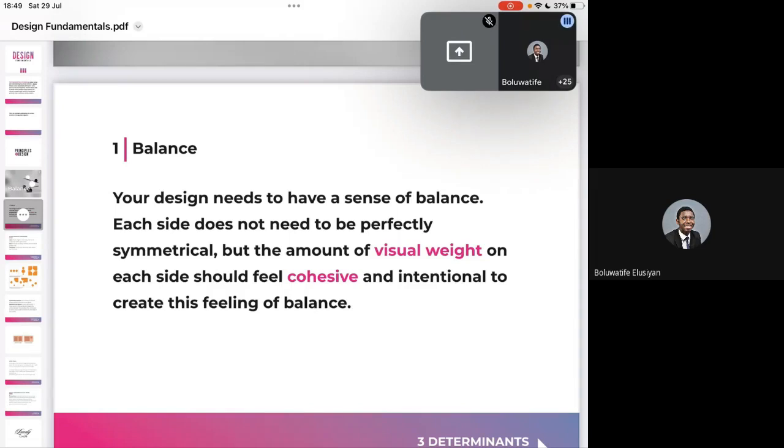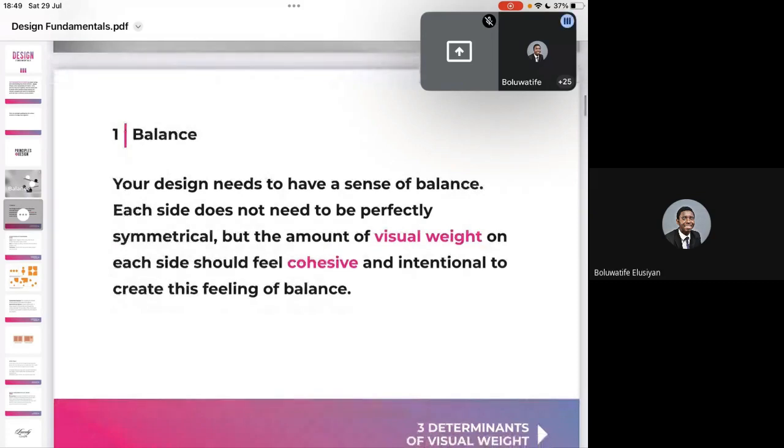This document is not mine. I can't remember where I got it from. I'm sure it was probably a free training I attended, and I will share it to the group. It's very nice. It's really comprehensive, and this is honestly the secret. It says your design needs to have a sense of balance. Each side does not need to be perfectly symmetrical, but the amount of visual weight on each side should feel cohesive and intentional to create this feeling of balance.